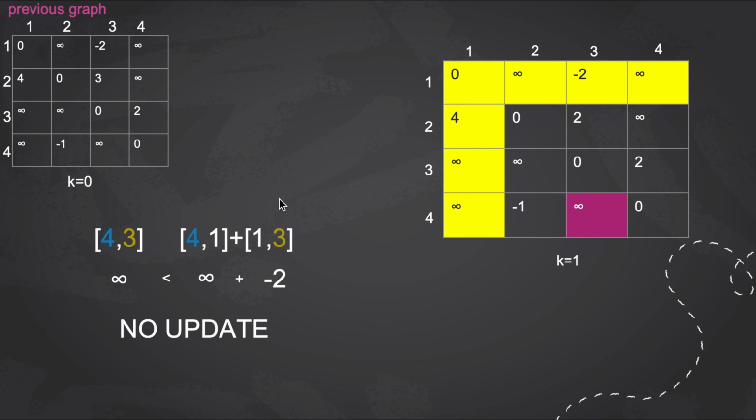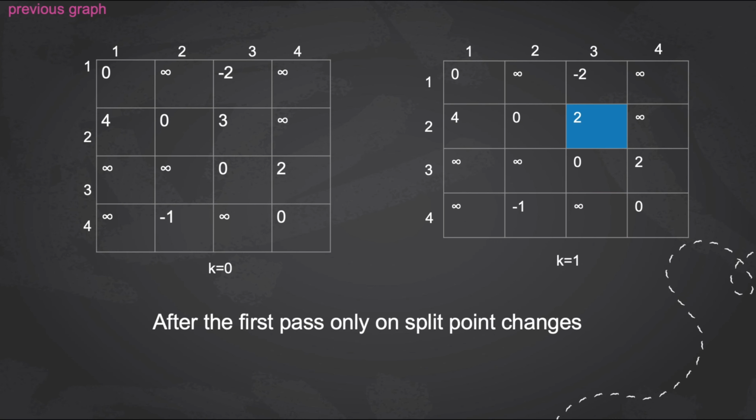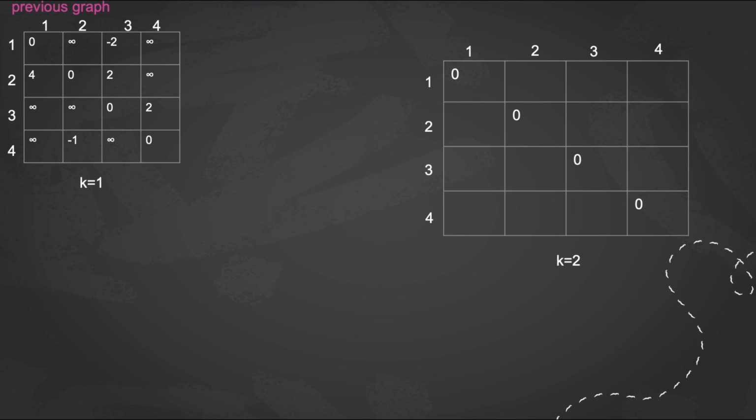It's important to note that we split apart our point and put our intermediate vertex between it, and then add those two new split points together to get our comparison. After comparing all the points from k equals 1, we see that the only point that was updated was 2, 3. Now we're at k equals 2.